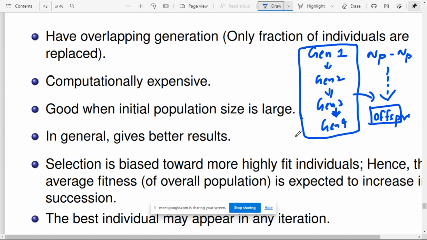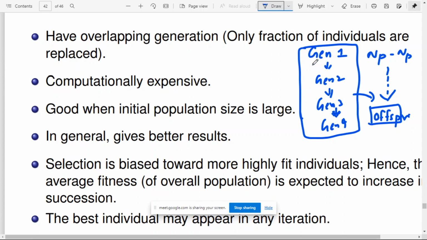Are you getting the question? So the new offspring will replace which generation? Yeah, it's a very straightforward question. Why this much time?